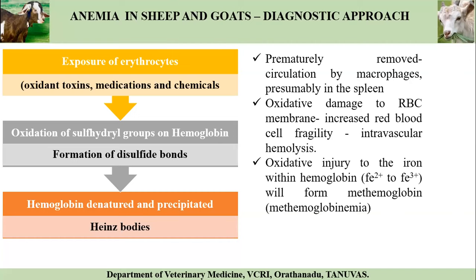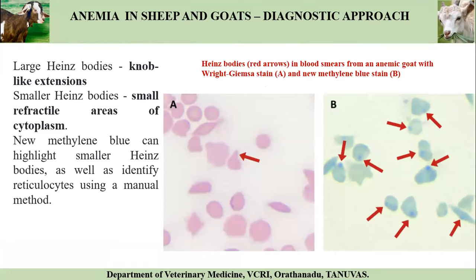Normally, in oxidative injury, the iron within the hemoglobin will form methemoglobin, so the animal will have pigmenturia. In new methylene blue stain, the large Heinz bodies appear as knob-like extensions, whereas the smaller Heinz bodies appear as small refractile areas of the cytoplasm. Here you can see the smaller refractile areas within the cytoplasm. Here you can appreciate the large Heinz bodies, knob-like extensions, in oxidative injury.